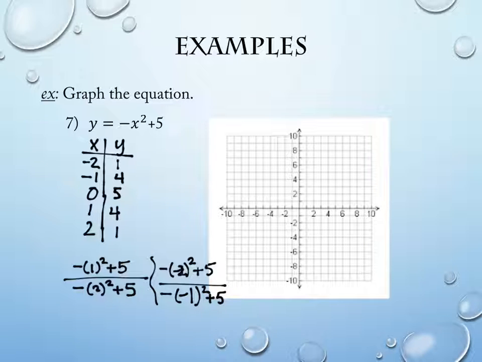Okay, so let's actually plot these first. Negative 2, 1. Negative 1, 4. 0, 5. And reversed. Okay, so still look like a U. Graphically, compare this graph to the one you just did. How are they different?